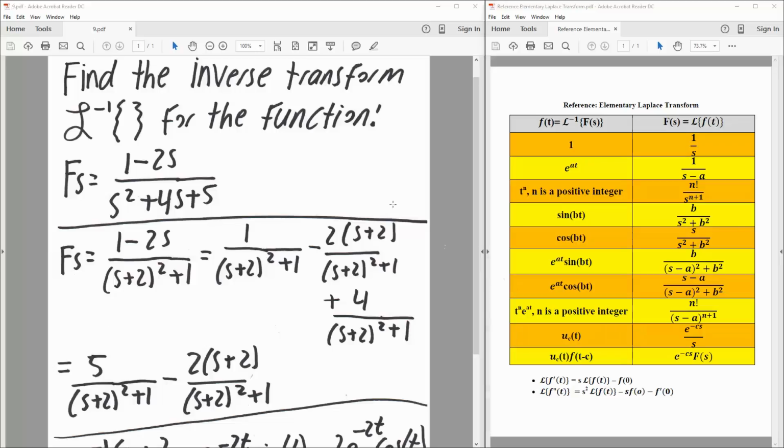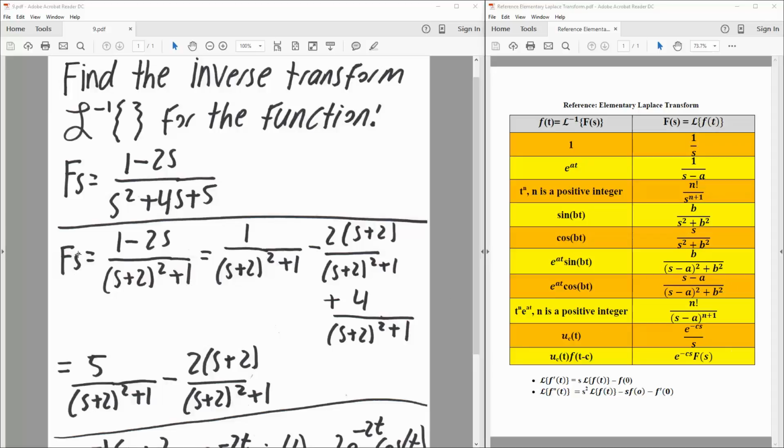Okay, in this video, we want to find the inverse transform for the function F(s) = (1 - 2s) / (s² + 4s + 5). On the right, we have the reference table that we went over a couple of videos back. And so this is what we're going to do.